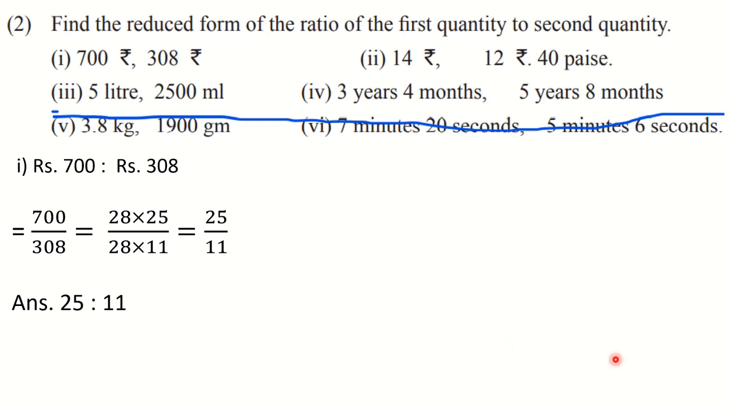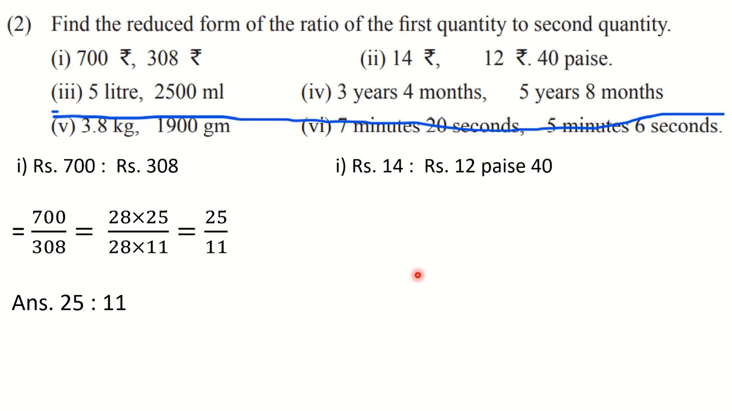It's very easy because you have done this in lower standards. So let us go towards the second one, where the units are not the same. See, rupees 14 is to rupees 12 paise 40. So let us convert it into the same unit.